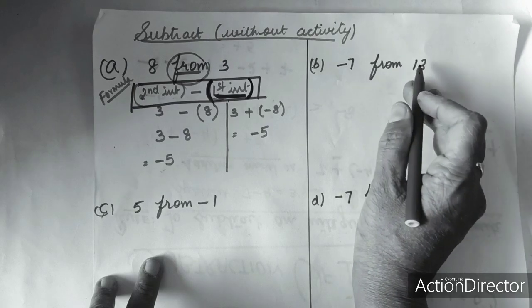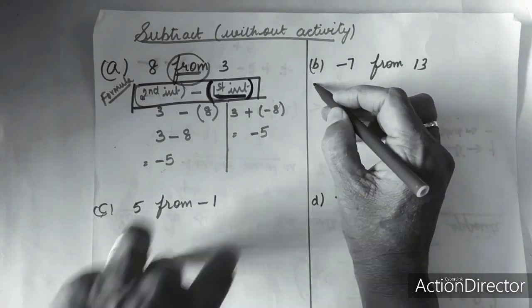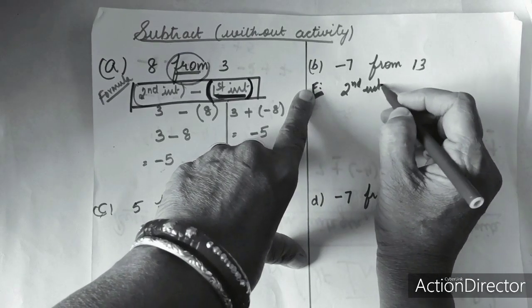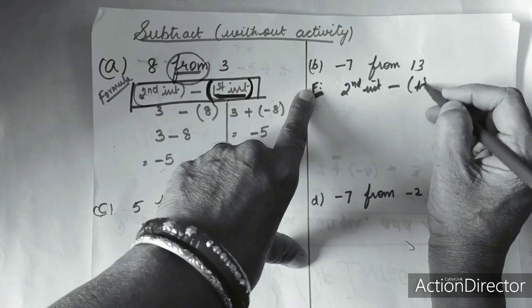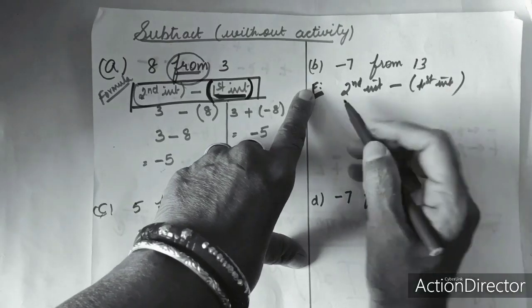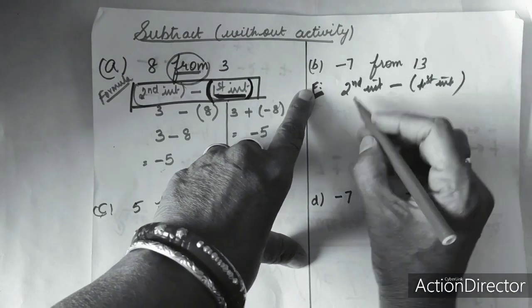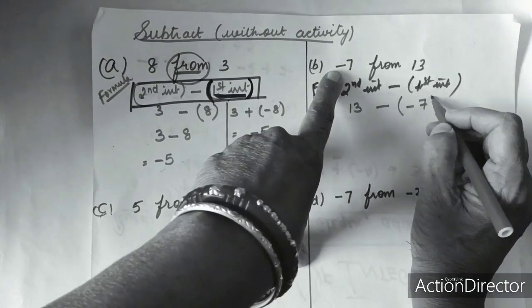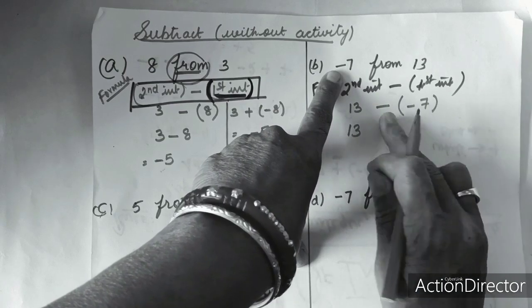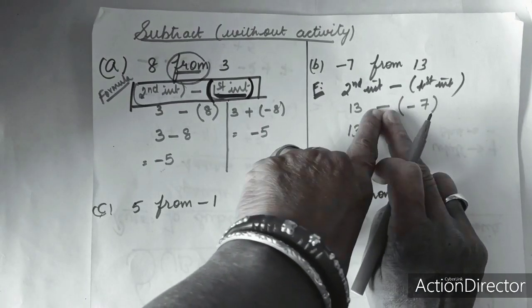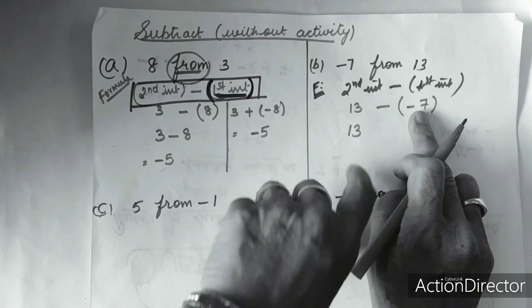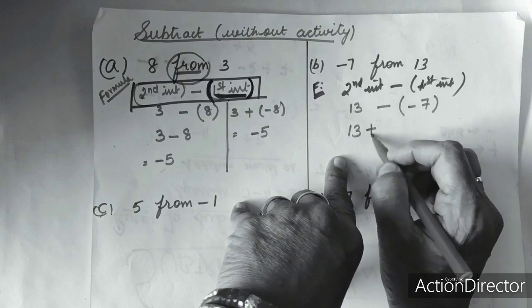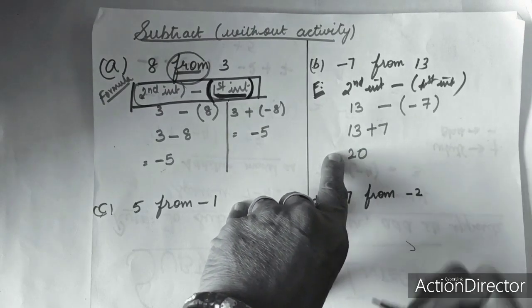Minus 7 from 13. So what is the formula? Every time, don't forget to write the formula. Second integer minus first integer in bracket. Now what is your second integer? 13 is my second integer. 13 minus first integer, which is minus 7. Whenever there is a negative sign outside the bracket, it is the additive inverse of the number given in the bracket. What is the additive inverse of minus 7? It is plus 7. So my answer is 20.